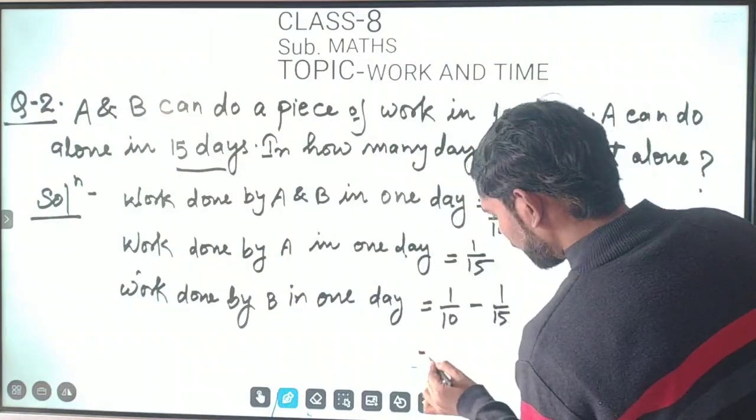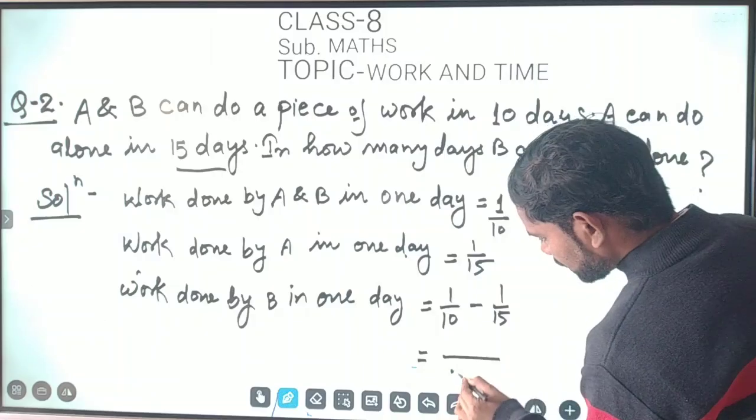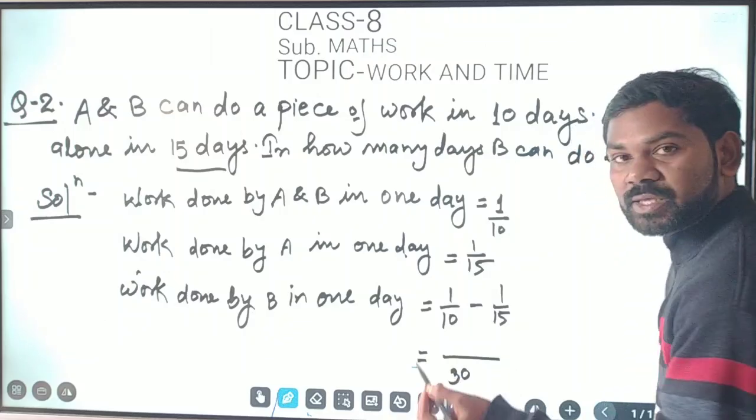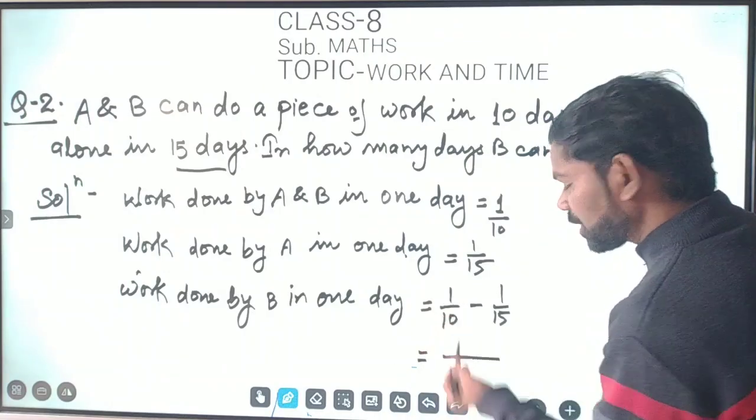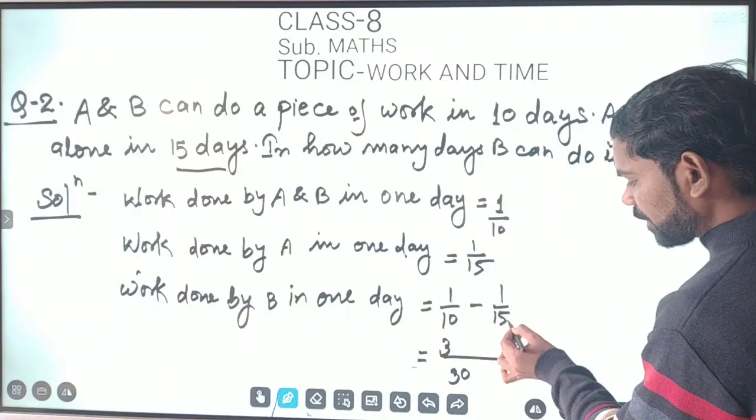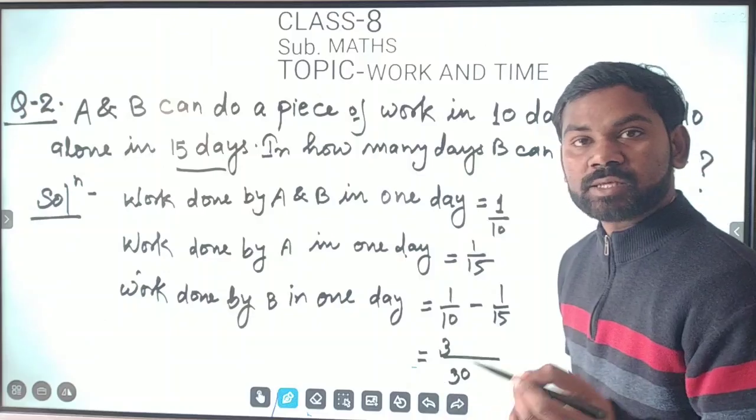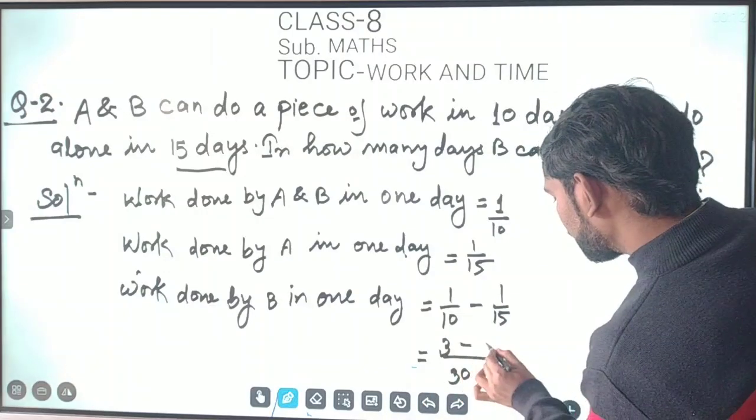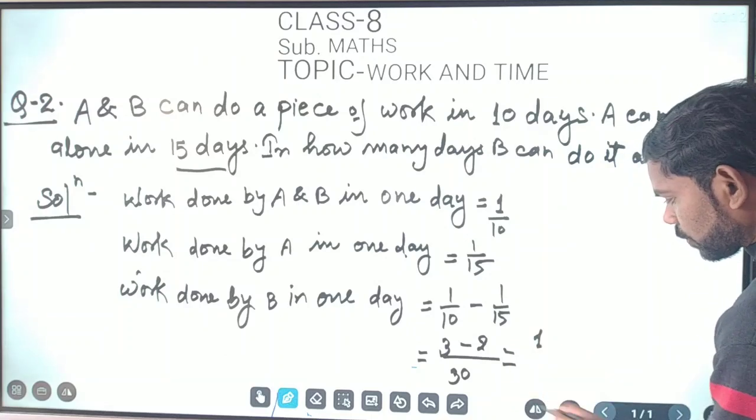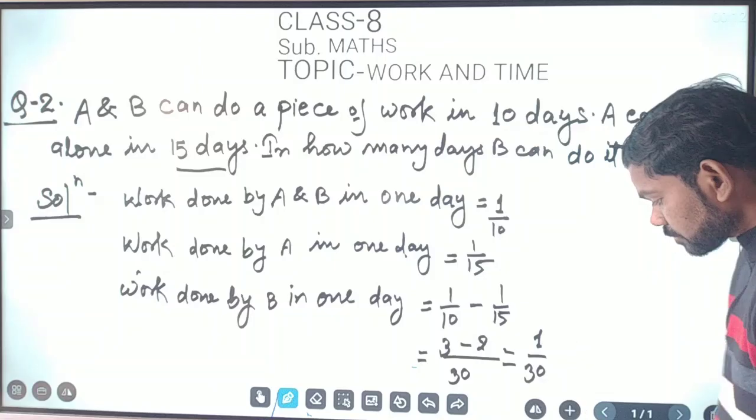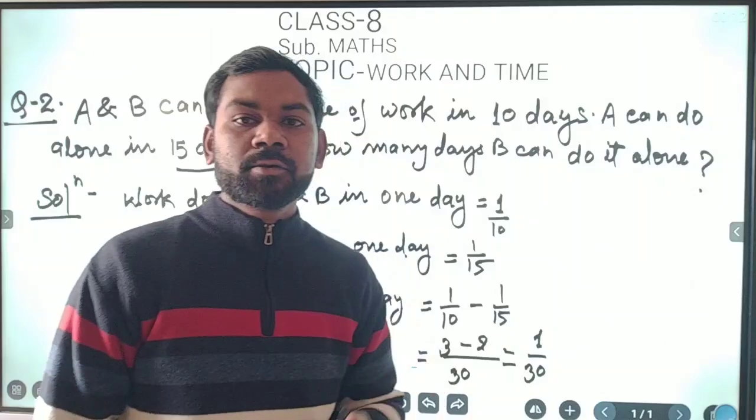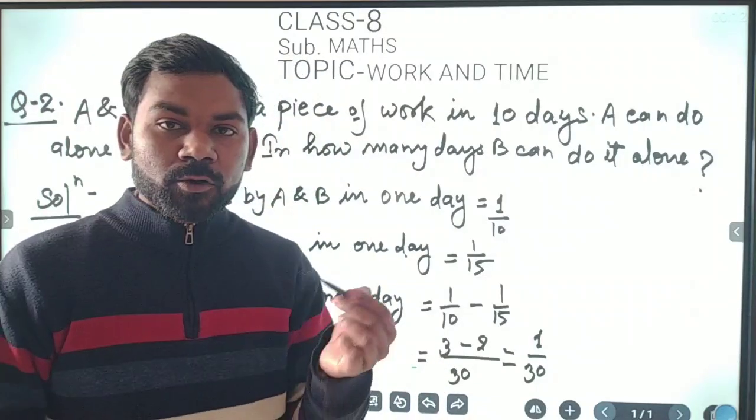Here the LCM of 10 and 15 is 30. When 30 is divided by 10, we get quotient 3, and 3 multiplied by 1 is 3. When 30 is divided by 15, we get quotient 2, and 2 multiplied by 1 is 2. So we get 3 minus 2 is equal to 1 upon 30. This 1 upon 30 represents the work done by B in 1 day.